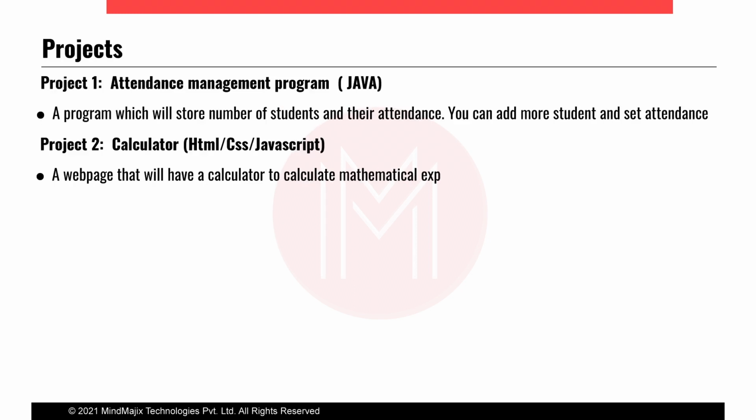Now, talking about the projects, for the start, we'll be creating one attendance management program. So basically, what it does is we'll take the number of students, and we'll add students, we'll get all the students, and we'll maintain a register. We add an entry to the register, and we'll check how many students are attending right now, and all these things will be covered in the attendance management program with a Java console application, right?